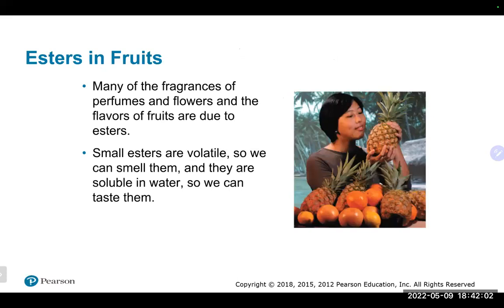So as I mentioned before, esters are definitely used in fragrances and perfumes.